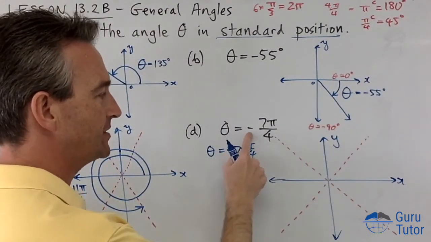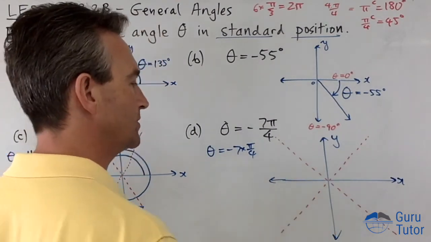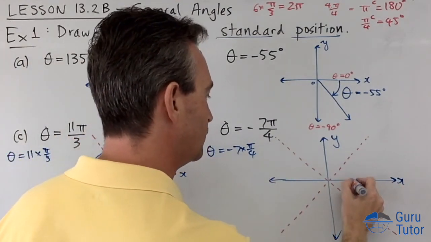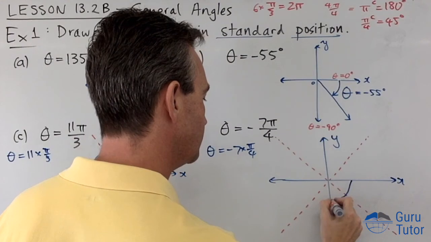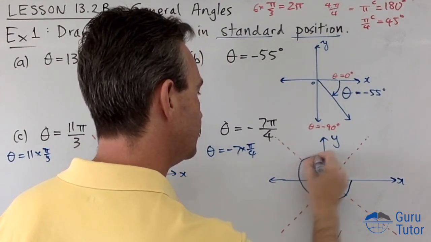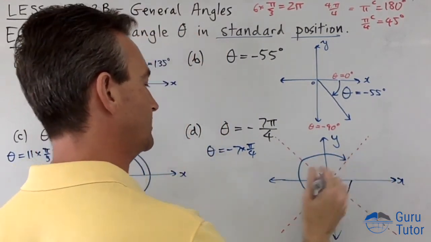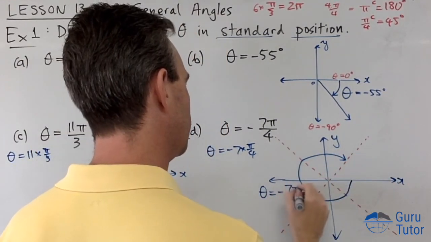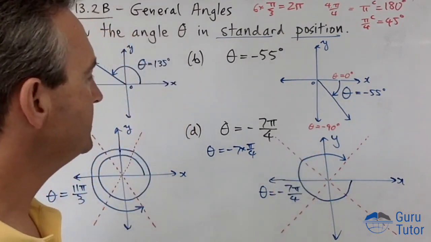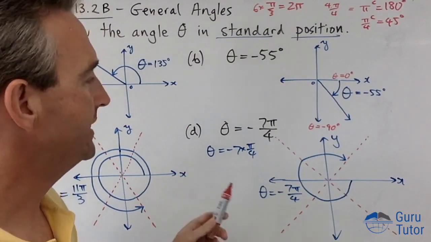So let's do this. We're going negative this time, and we're going to do 7 lots of these 45-degree angles. So starting here, going negative. 1, 2, 3, 4, 5, 6, 7. There's angle theta. It's in the first quadrant. Theta equals negative 7 pi over 4. Okay, so there is the angle negative 7 pi over 4 in standard position.